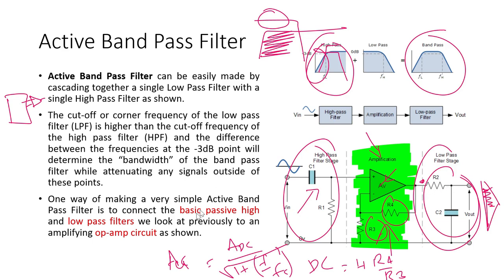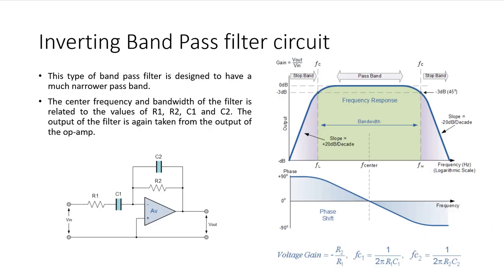So one way of making this simple active circuit is by using a basic passive high pass and passive low pass filter and the use of an operational amplifier as given. Okay, so the previous one was the non-inverting style of amplifiers.